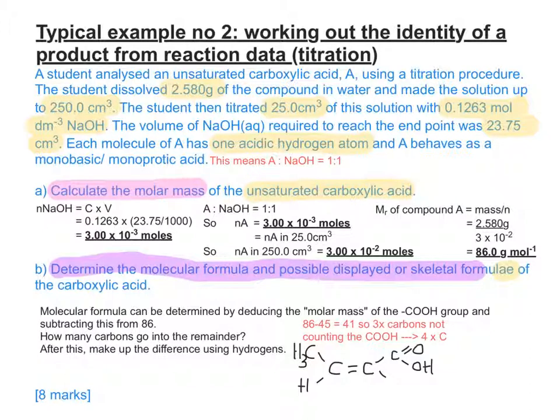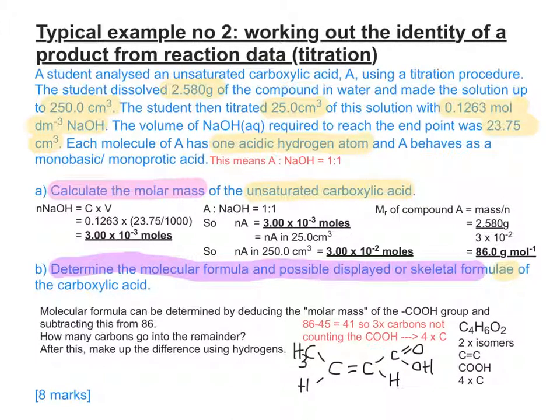So, another one there. So that's C4H6O2. So you basically want to do 2 possible isomers with 4 carbons in them. You have a carbon-carbon double bond and you have a carboxylic acid group.